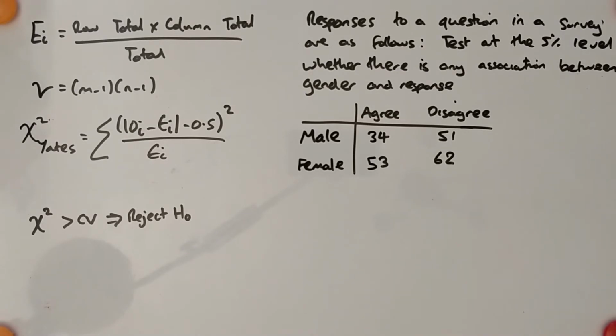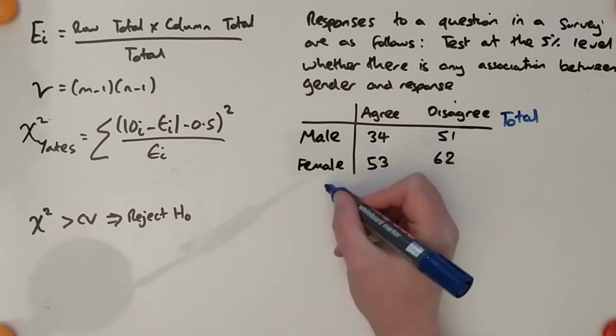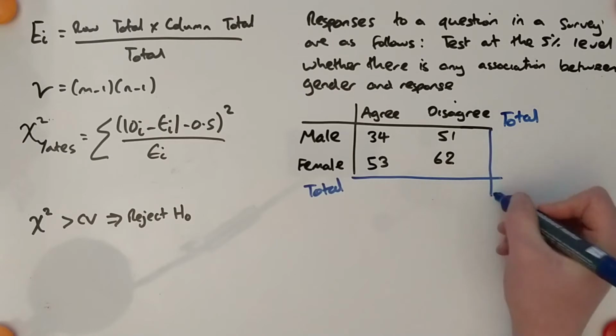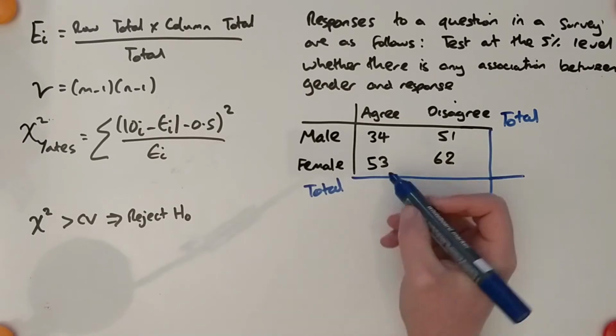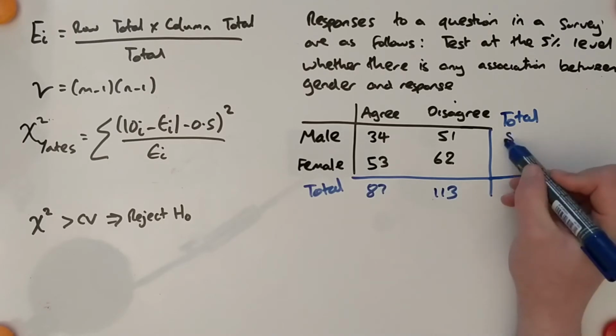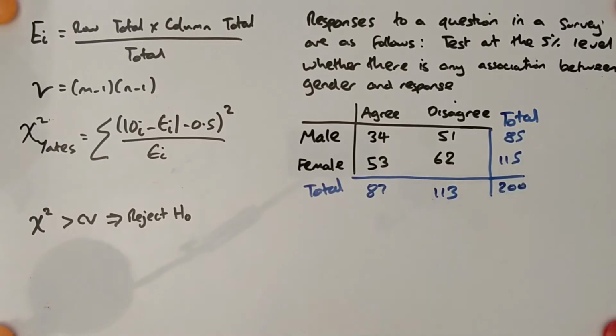So here we've got a question. Responses to a question in a survey are as follows. Test at a 5% level whether there is any association between gender and response. So everything starts off the same. We find our totals. So I add in the totals. So I've got 87, 113, 85, 115, and they both add up to 200.